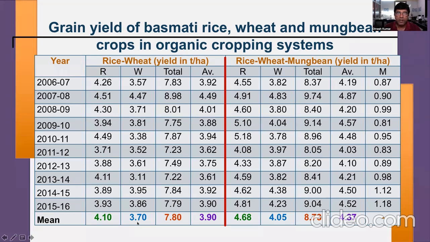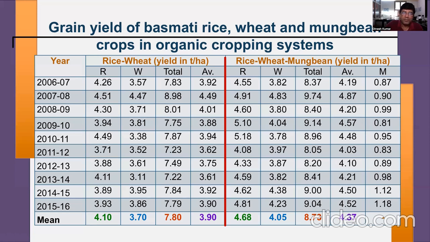This is one point. The second point: if you introduce mung bean in the cropping system, see how rice and wheat yield changed. From 4.1, rice yield increased to 4.68 if you have mung bean. This is another interesting point. And the wheat yield increased from 3.7 to 4.05. The total yield of the rice-wheat system was 7.8 tons and 8.73 tons, so around 0.8 to 0.9 tons per hectare of rice plus wheat yield was increased. That is quite interesting. The main message is that in a cereal-based system, if we include a legume, that is very, very beneficial.